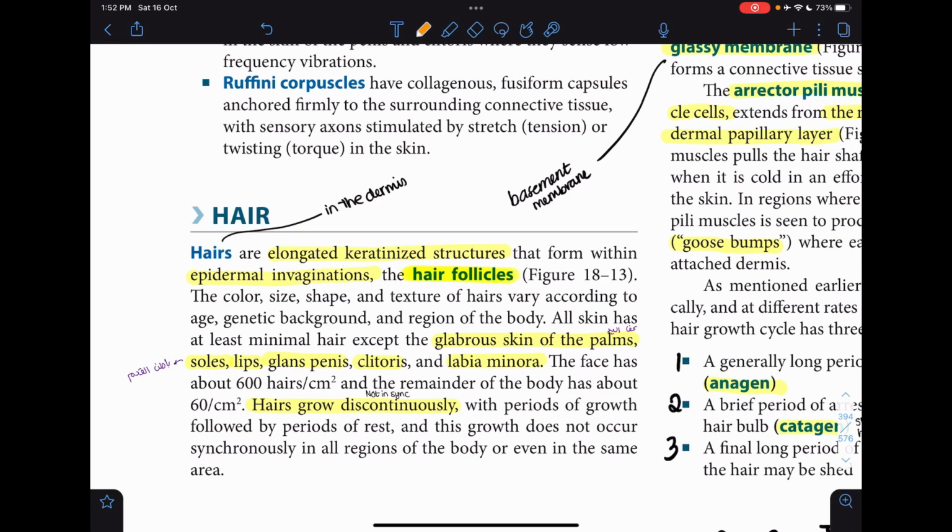إن شاء الله اليوم راح أشرح معكم hair, nails and skin repair اللي الدكتور درويش عطانا إياه self study. Hairs are elongated, keratinized structures that form within epidermal invaginations in the skin.